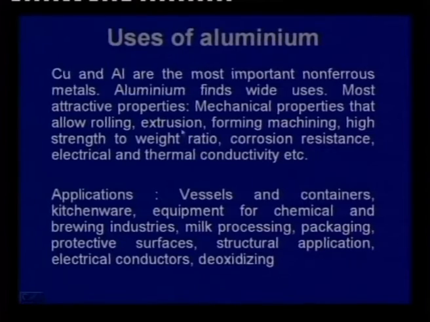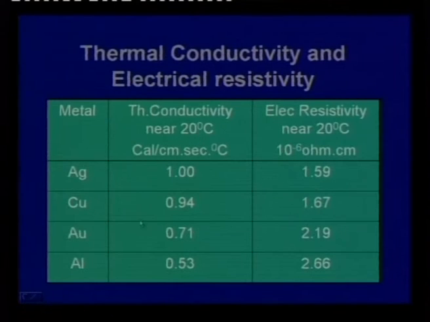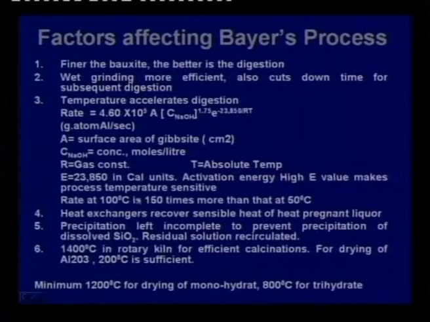Then we came to aluminum. There are many uses of aluminum, and today after steel, the two most important metals are aluminum and copper. Aluminum of course has good thermal conductivity and electrical conductivity. It comes fourth in the category. Silver, copper, gold are better than that.